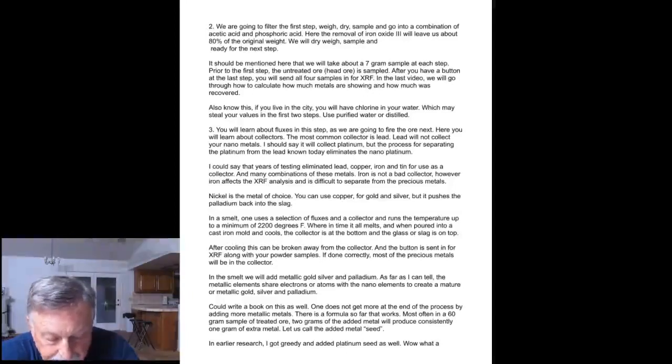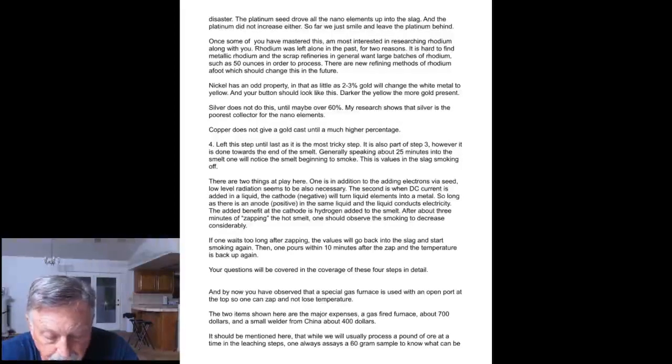In earlier research, I got greedy and added platinum seed as well. Wow, what a disaster. The platinum seed drove all the nanoelements up into the slag, and the platinum did not increase either. So far, we just smile and leave the platinum behind.